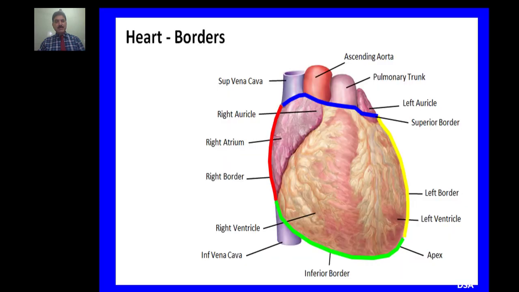Let us recap the borders of the heart. Right border is formed by the right atrium. Inferior border is formed mostly by the right ventricle and partly by the left ventricle. Left border, which is also called pulmonary border, is formed by left ventricle. It is also formed by left auricle, while a superior border of the heart is formed by right and left atria.